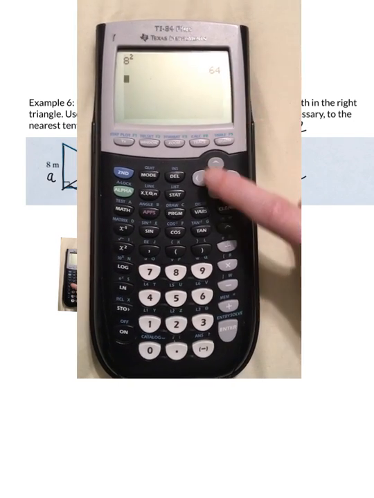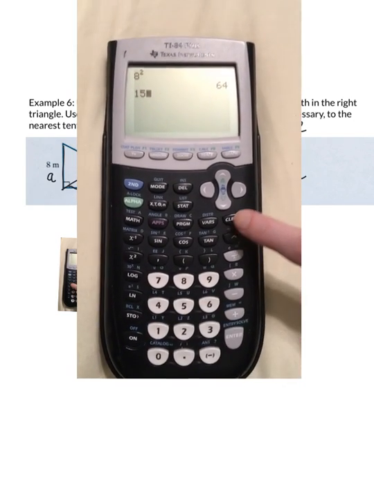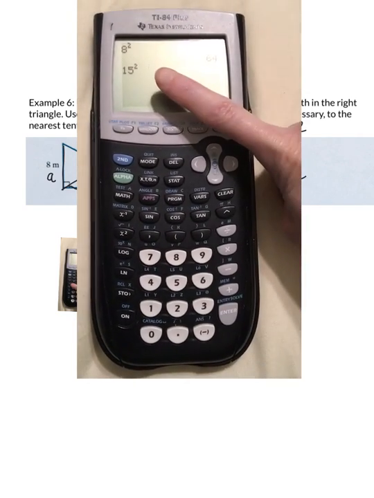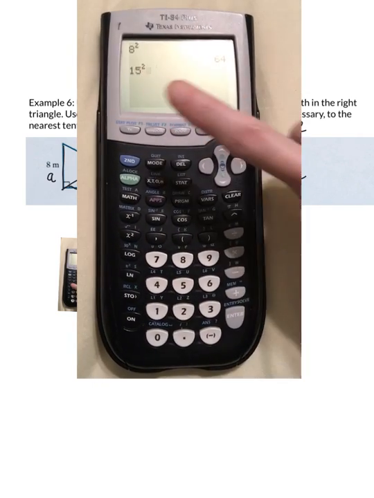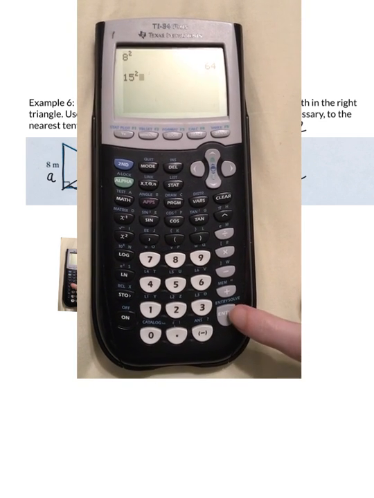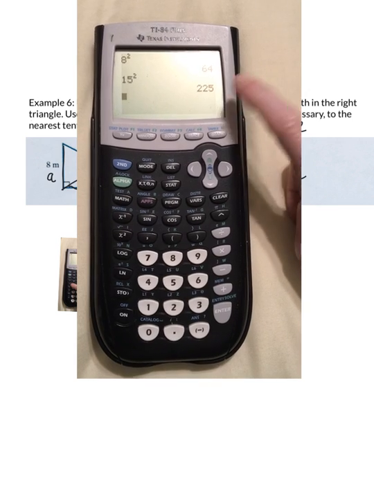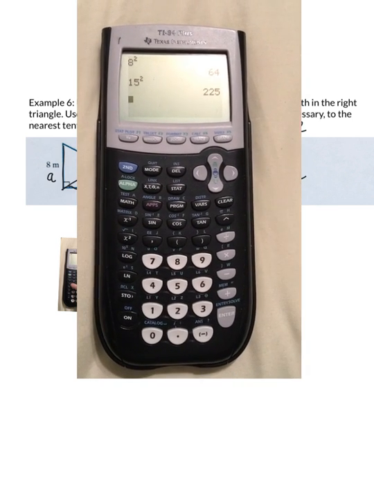And then I'm going to do 15 squared, so that's 15. Again, up arrow for exponent. The exponent's a 2. Use the right arrow key to bring the cursor back down. I hit enter, and that's 225 because it's 15 times 15.